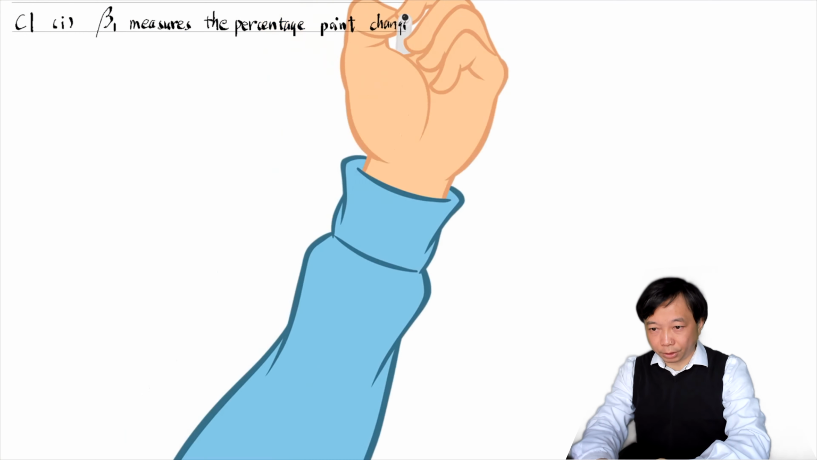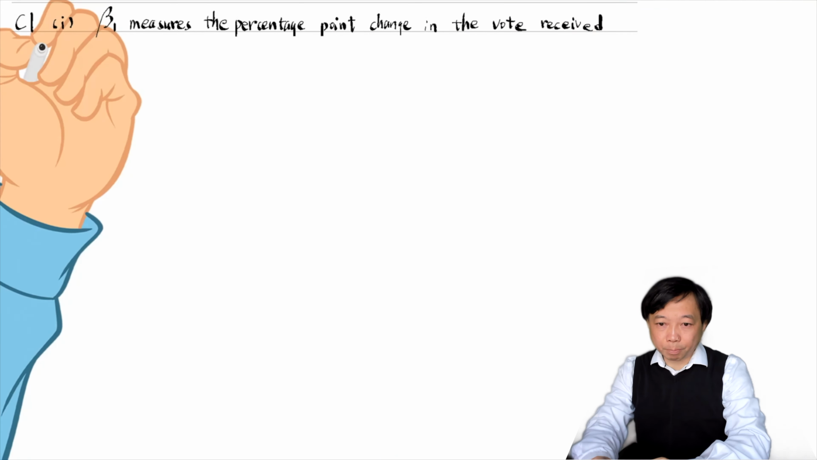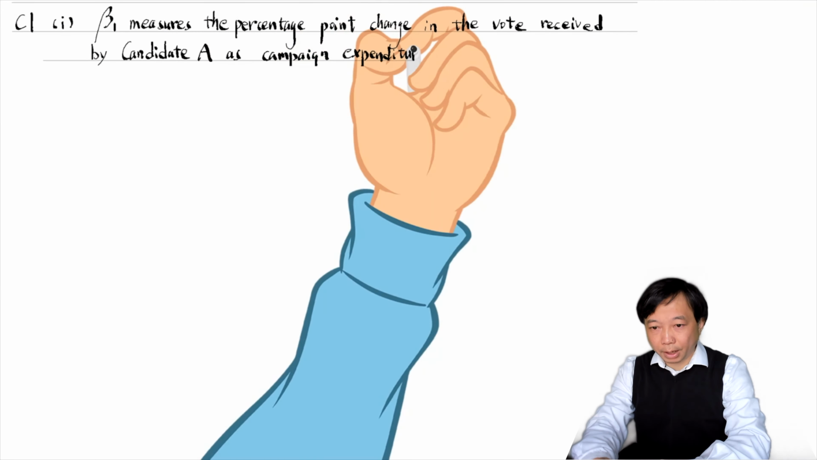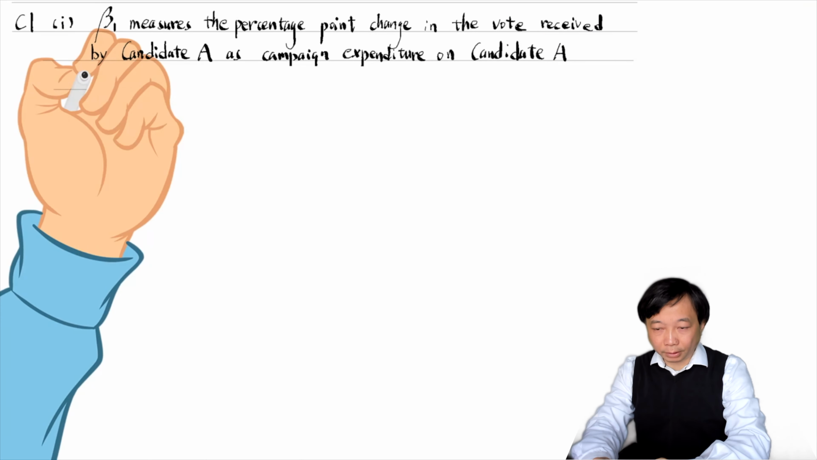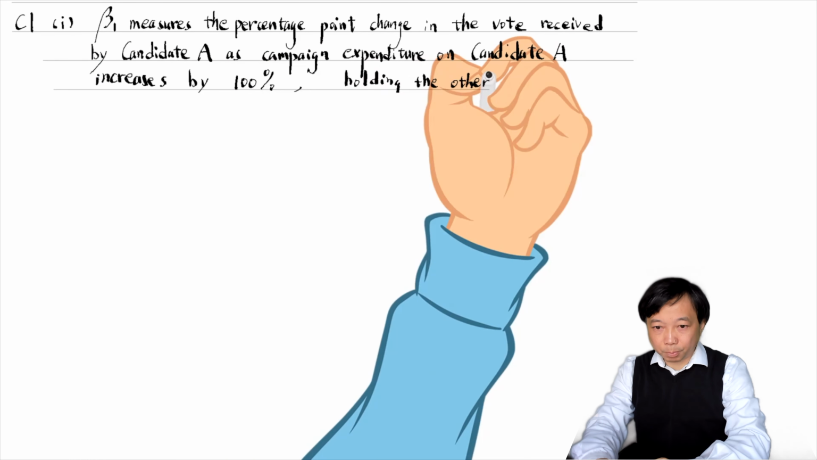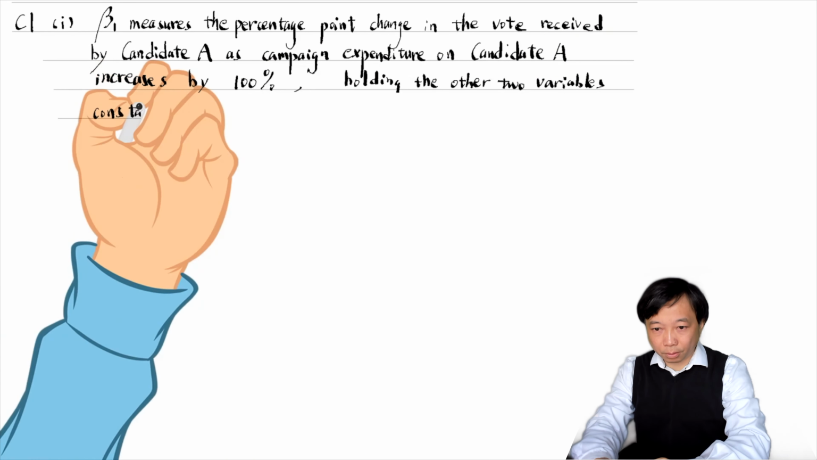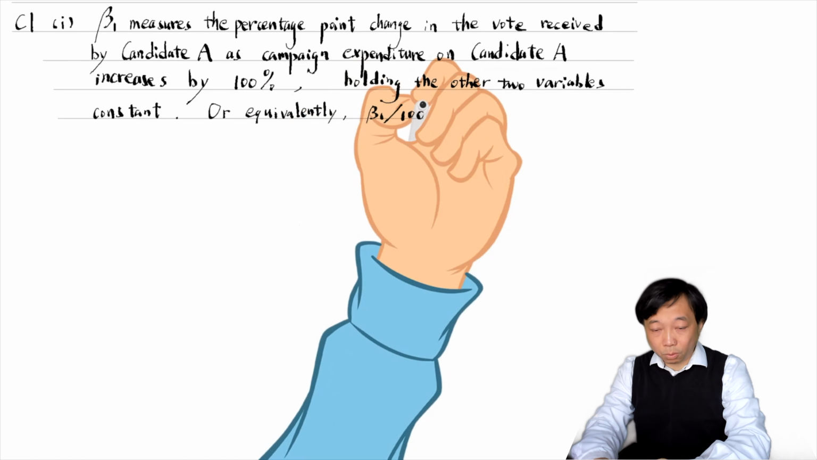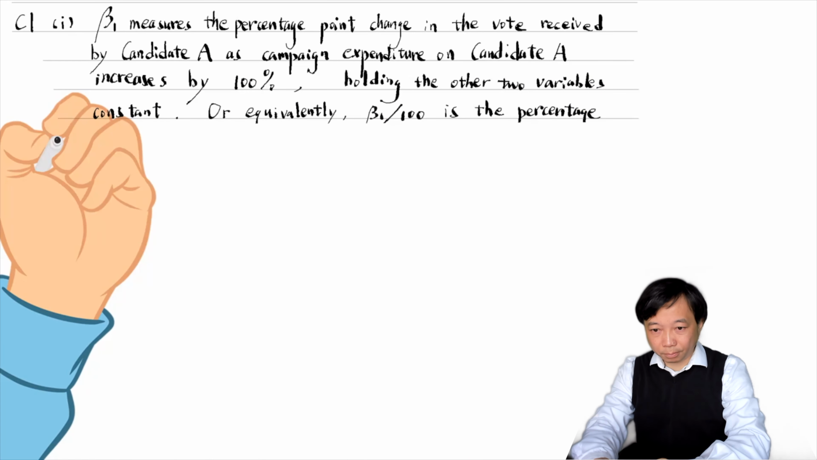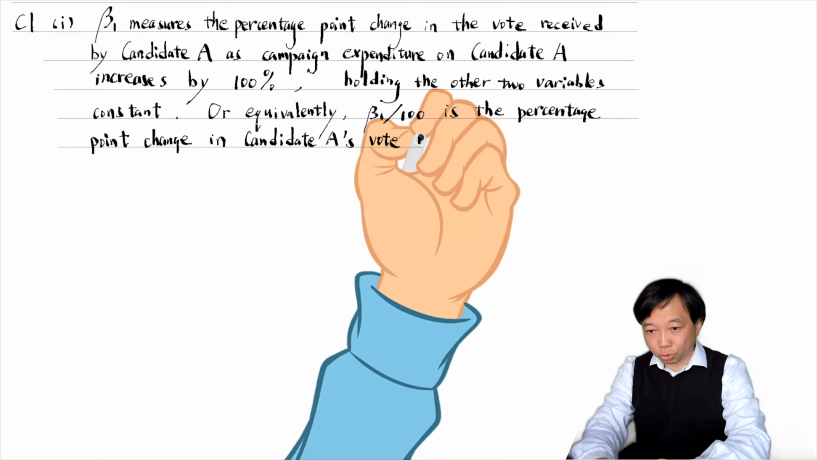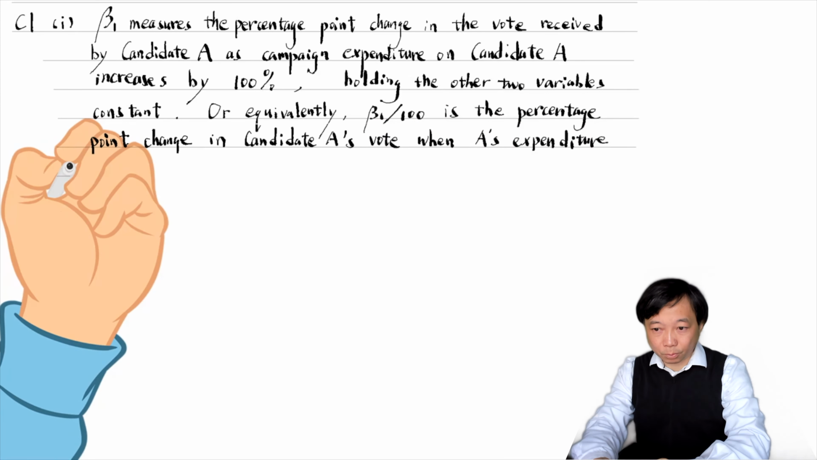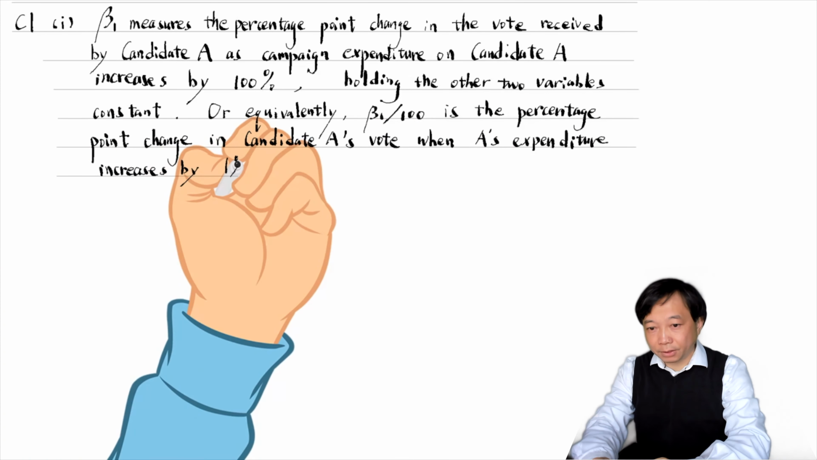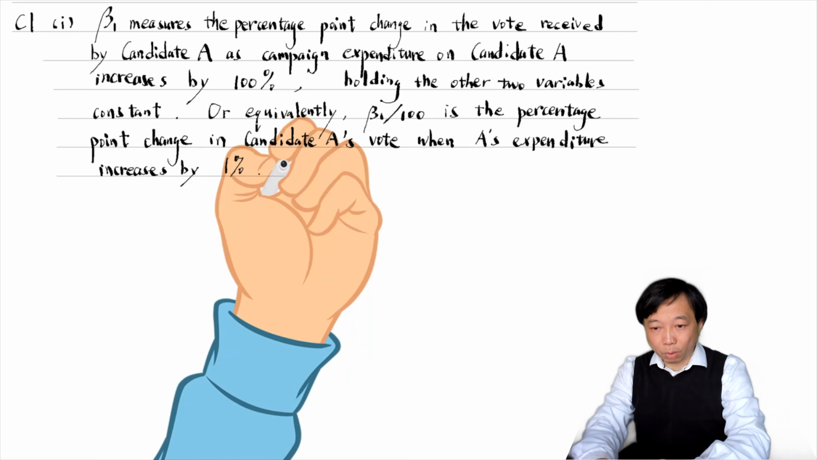Beta 1 measures the percentage points change in the vote received by candidate A, as campaign expenditure on candidate A increases by 100%, holding the other two variables fixed. Or equivalently, beta 1 divided by 100 is the percentage points change in candidate A's vote when A's expenditure increases by 1%.